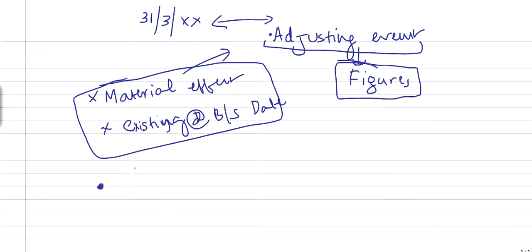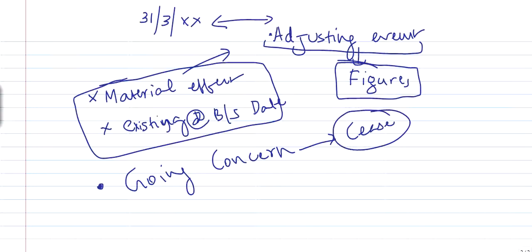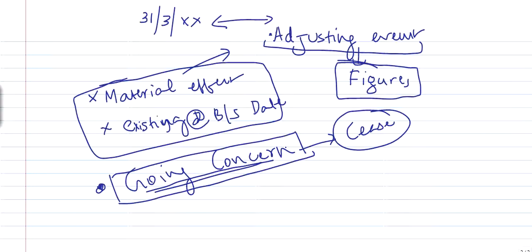Yes, correct. If the going concern effect is possible, if an event indicates that the entity has ceased to be a going concern, then it will be considered an adjusting event. One more point: these are the two conditions required for an adjusting event. Even when there is a going concern effect, these two points are not required.